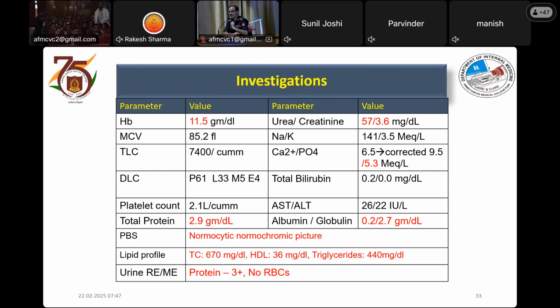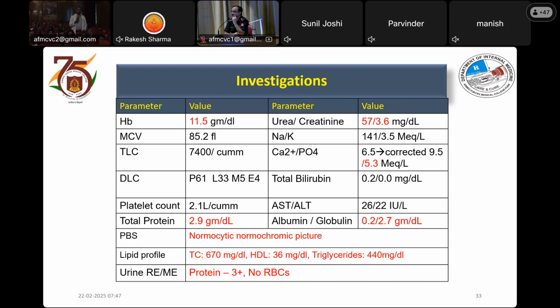So what about this urine routine? Sir, it's raised 3 plus, sir. 3 plus means the level of protein is 300 to 1000 milligram per dL, sir. And it has been measured by the use of the dipstick test, sir, actually.